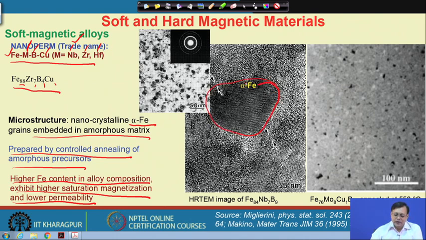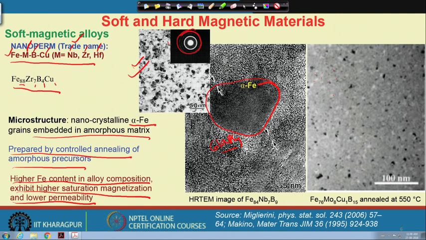In a higher resolution TEM image, you can see that this is a glassy or amorphous matrix, and here is the crystalline particle of 5 to 10 nanometer diameter, where the distribution of the particles is one of the very important parameters, so that we can homogeneously disperse this alpha iron phase. Here is another microstructure with a nanocrystalline phase.